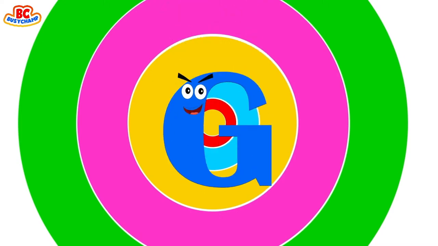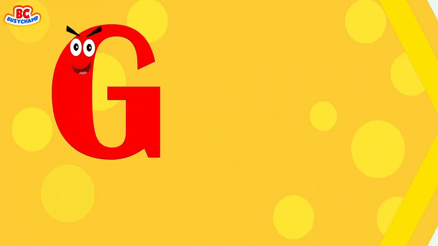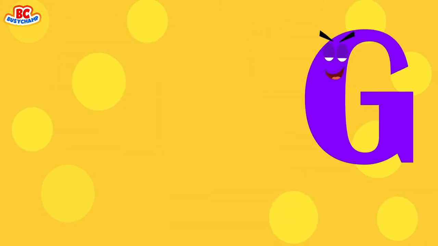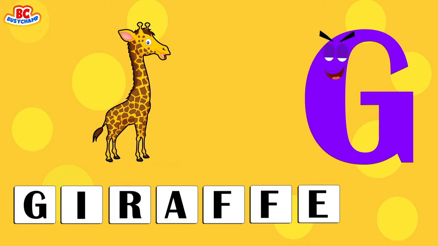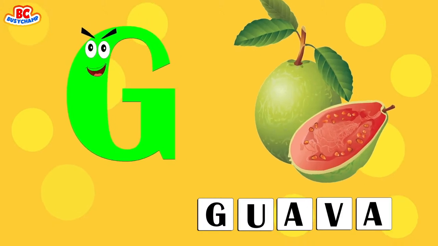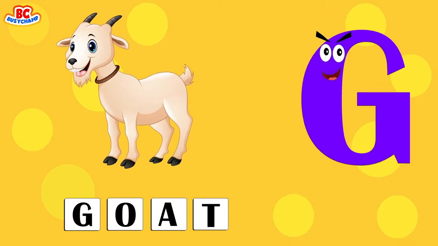Here comes the letter G. G is for grapes, g, g, grapes. G is for giraffe, g, g, giraffe. G is for guava, g, g, guava. G is for goat, g, g, goat.